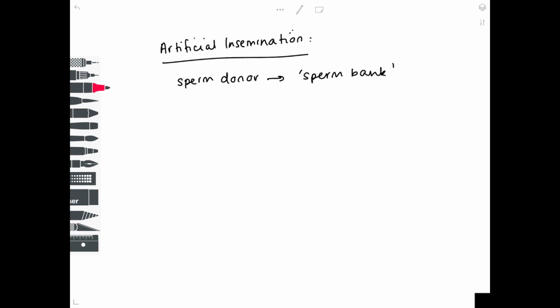I think the sperm are actually frozen, and then when the time comes, when a woman is close to ovulating, so when she's at her most fertile, then that sperm can be inserted into her vagina and she can become pregnant in the normal way. And remember that sperm can live for up to 3 to 4 days within the woman.